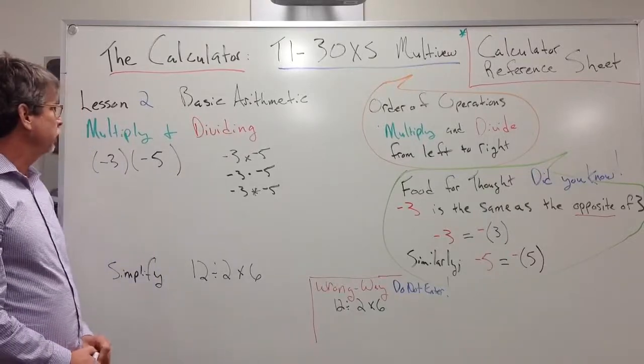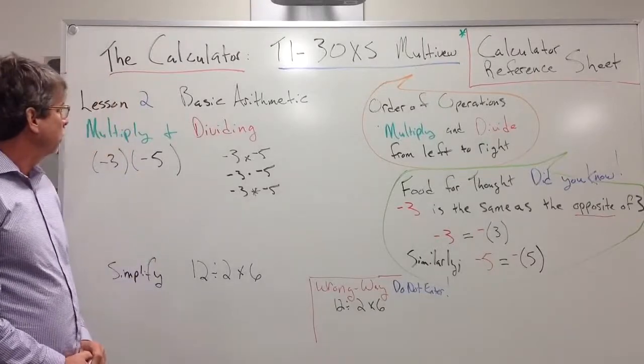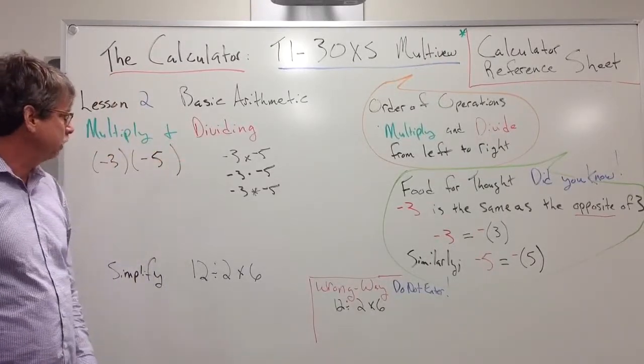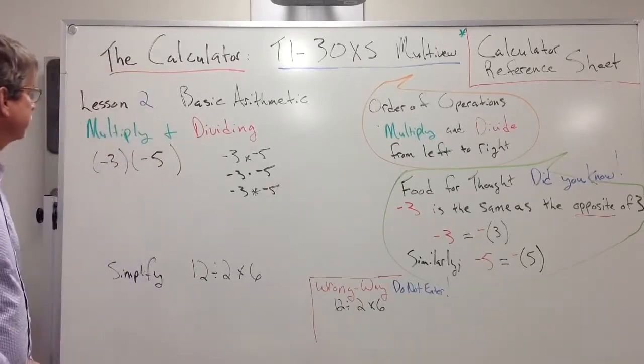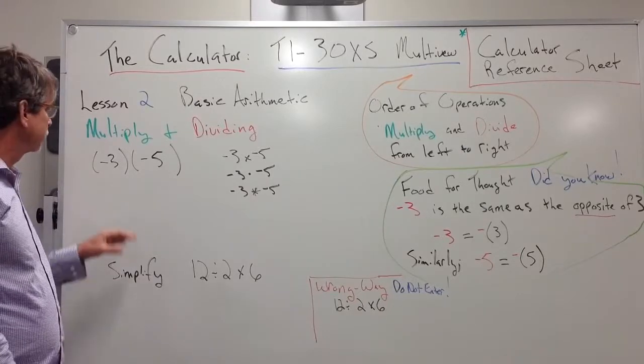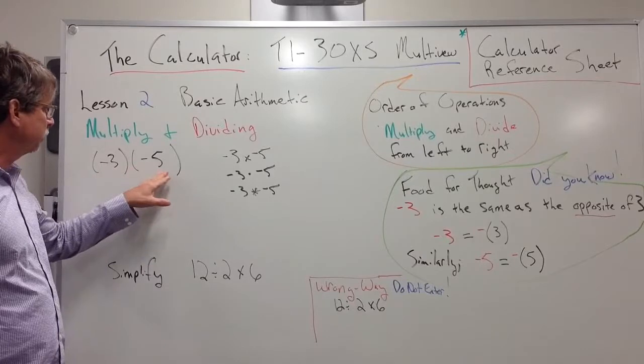Today we're going to start lesson 2 of the reference sheet of a calculator. Again, we're going to focus on multiplying and dividing today. And we're going to start with this problem right here, this -3 times this -5. So we're going to look at a little bit of multiplication. So this reads as -3 times -5.